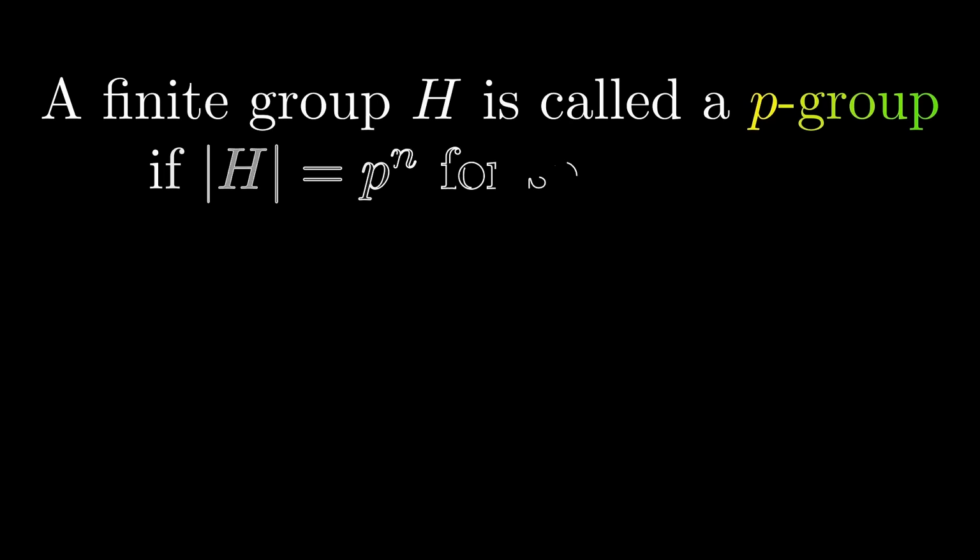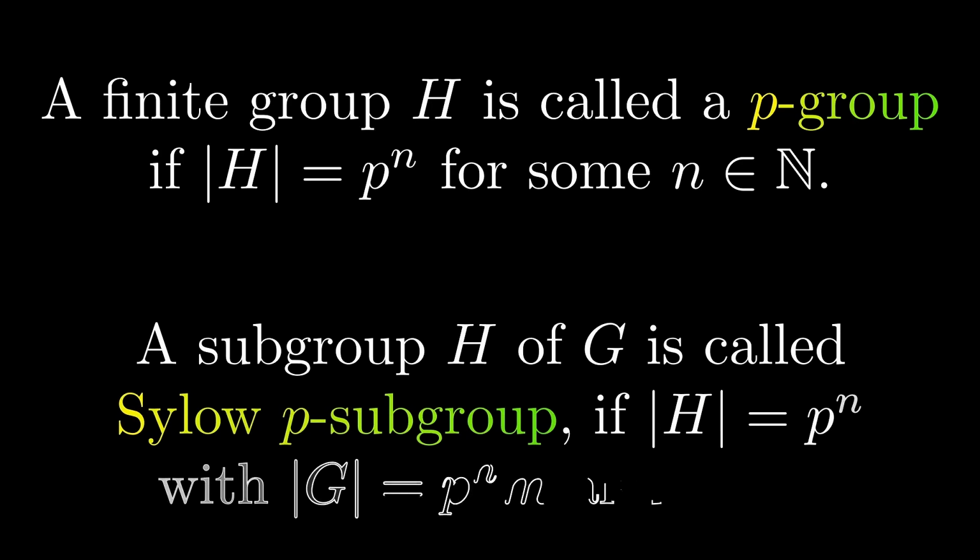We start with 2 definitions. For a prime p, a group is called a p-group if the order of the group is the power of the prime. A subgroup is called a Sylow p-subgroup if its order is the largest power of p dividing the order of the group. In this chapter, we will study p-groups and how they appear as subgroups in general groups.